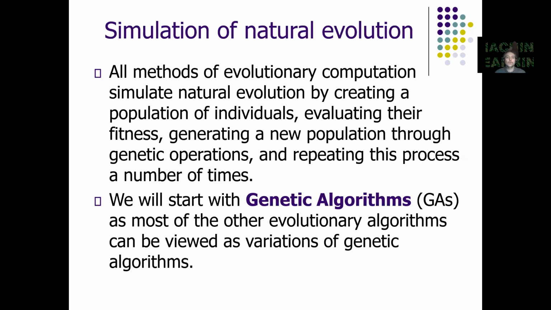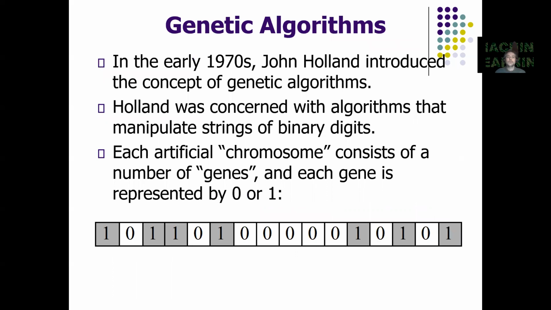to model evolutionary algorithms. So all types of evolutionary computation algorithms somehow simulate natural evolution by creating a population of individuals, evaluating the fitness or performance of the individuals in a particular context, and generating new populations through the use of some genetic operators, which I'm going to explain. Then this process is repeated a number of times, or until we reach the maximum number of generations, or until we reach some kind of criterion that relates to the values of the fitness function. So I'm going to start with genetic algorithms and gradually introduce these concepts.